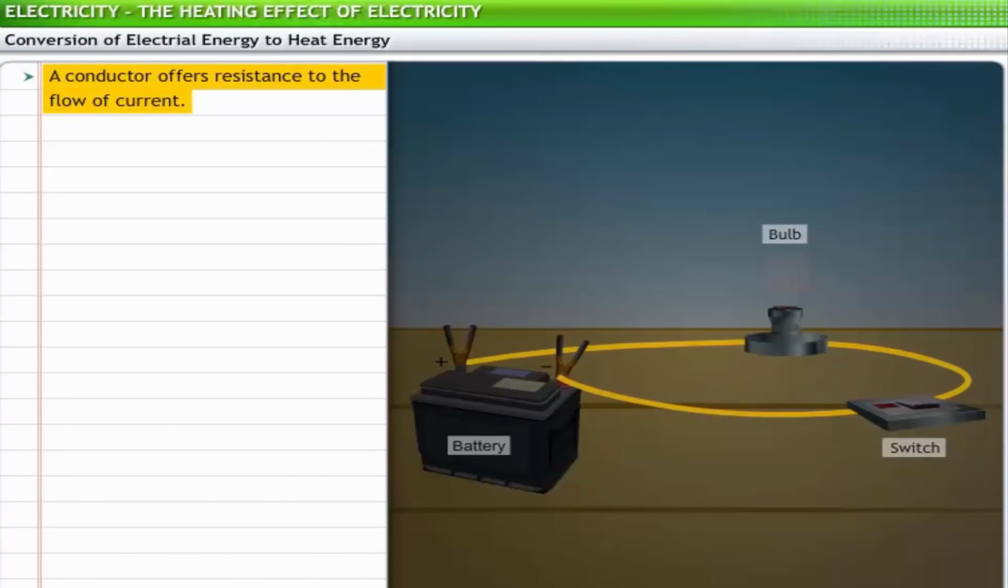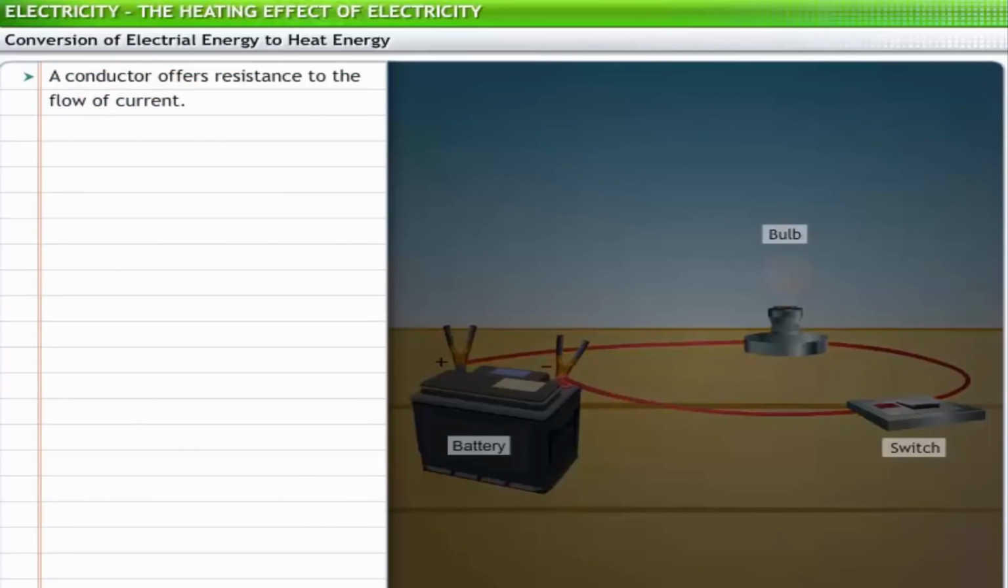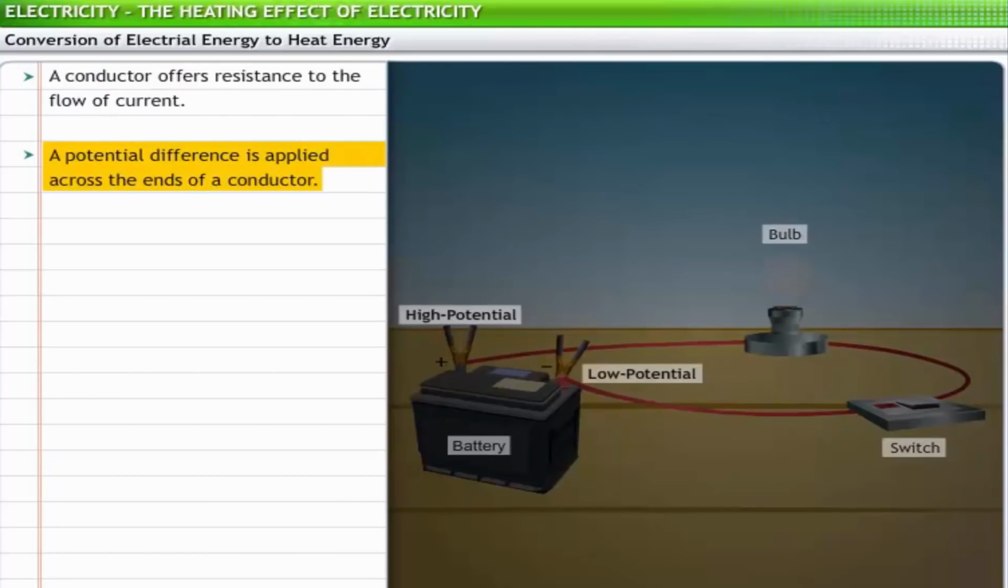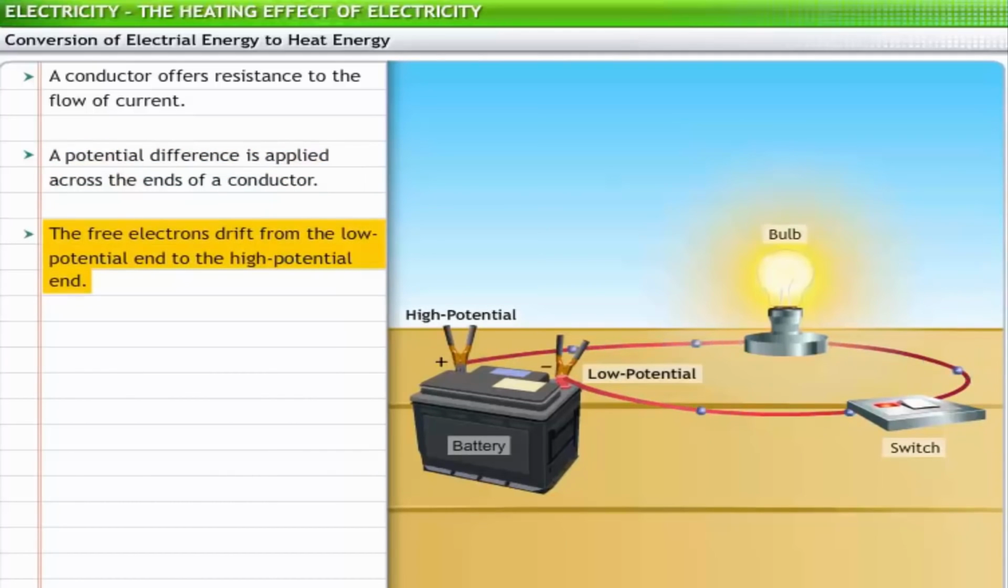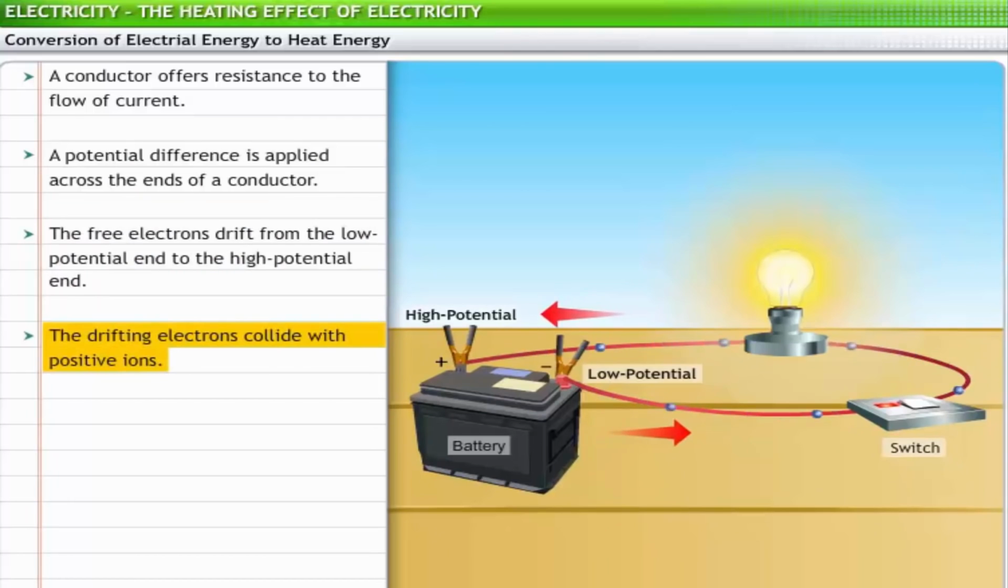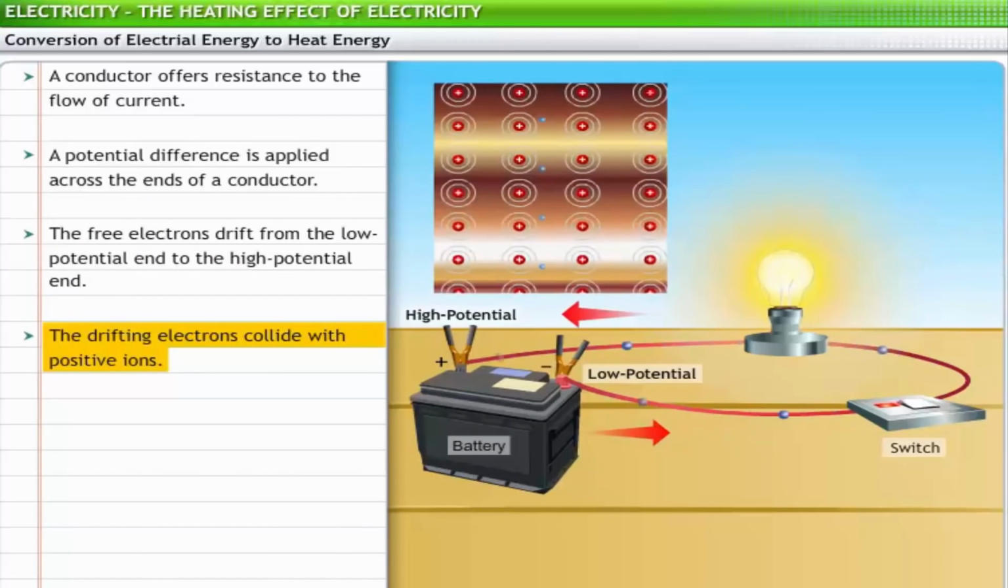Every conductor offers resistance to the flow of current. When a potential difference is applied across the ends of a conductor, the free electrons in the conductor start drifting from the low potential end to the high potential end. These electrons collide with the positive ions, that is, the atoms that have lost their electrons.